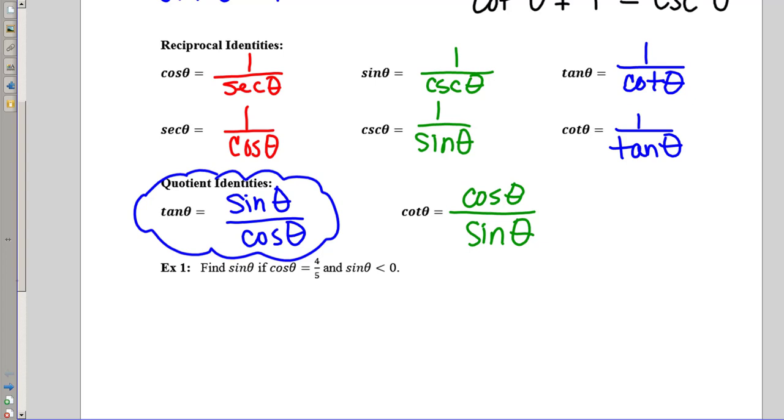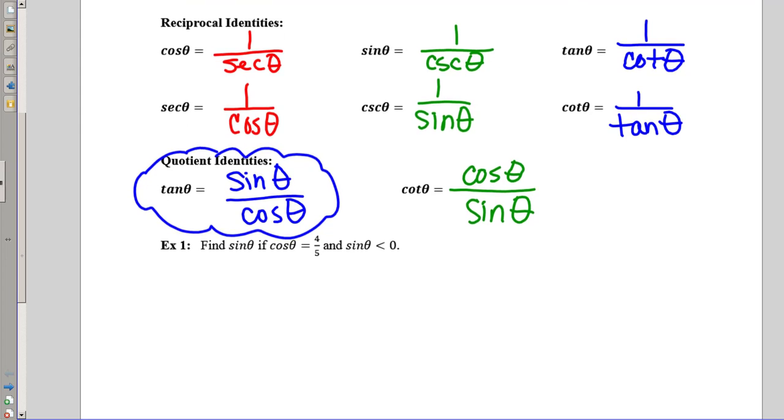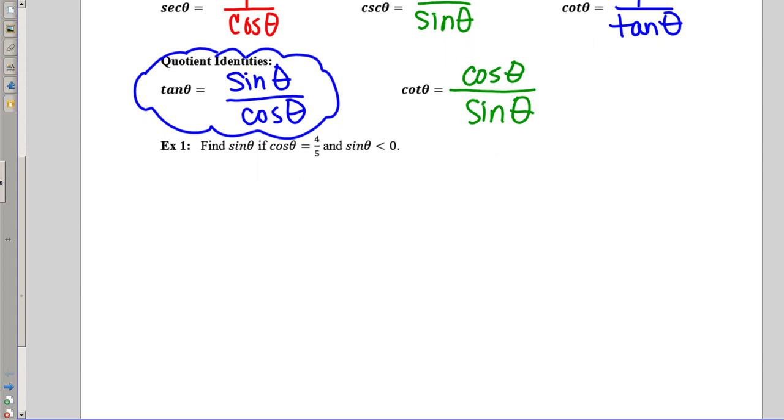Okay, we'll do one review problem, and we'll talk about two different options for dealing with example 1. Okay, first we're being asked to find sine, given that we know that cosine theta is 4/5, and we also know that sine theta is less than 0. So we know sine theta is negative. Okay, so most likely we are talking about quadrant 4, where cosine's positive and sine is negative.